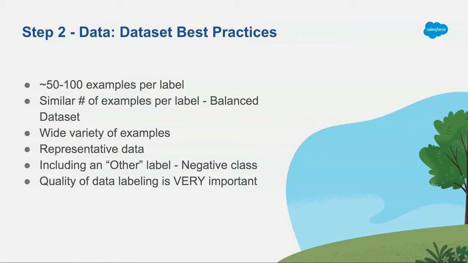And then include the other or negative data sets. This is really important. Unless you have a very scoped domain where your users are only going to be talking about the things that you trained your model on, in general you always want to have this negative data set, this other category. And then the other thing is making sure that the quality of your labeling is good.